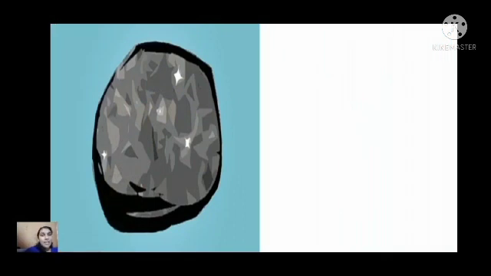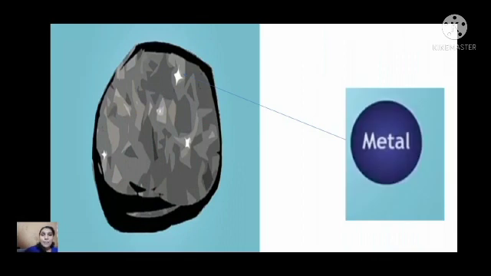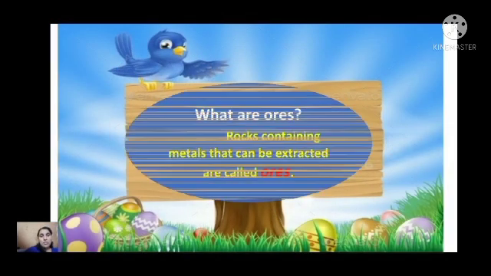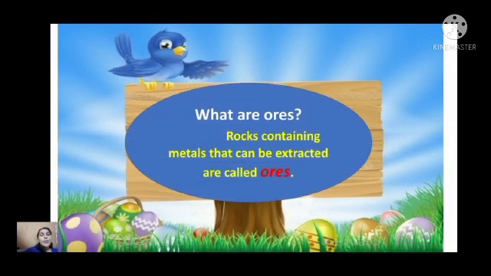Okay, like that we can separate the metals from the rock, and the metal extracted from the rock is known as ore. What is that? Ore, O-R-E, ore. Clear? So how can we define ore? Rocks containing metals that can be extracted are called ores. Extracted means separated from the rocks. They are known as ores.